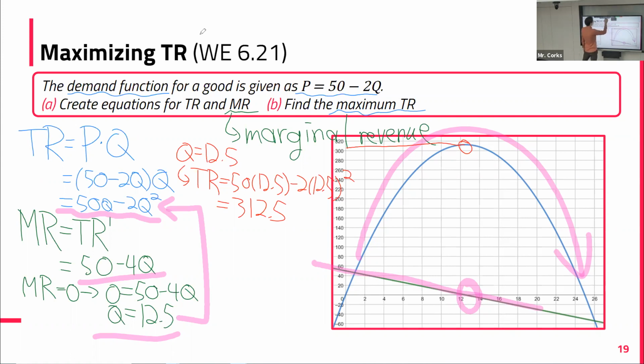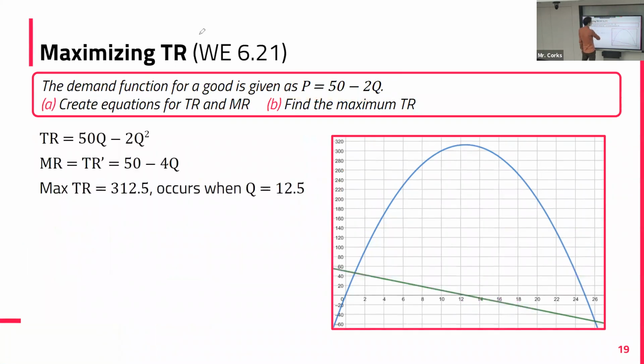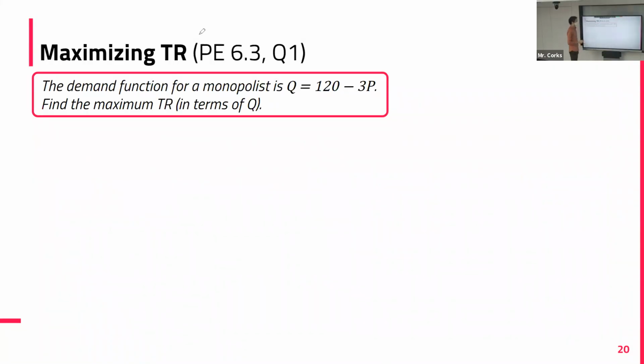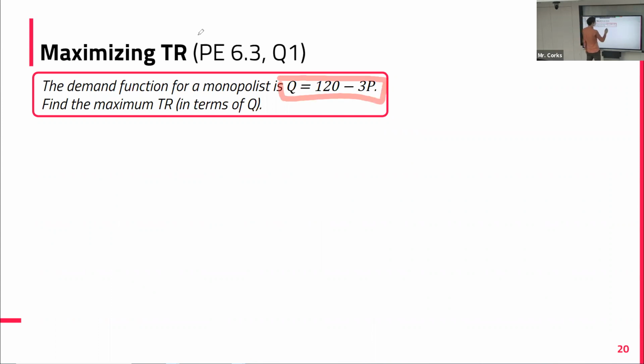All right, let's do another one of these. But just before we go to that, here's our demand function in terms of P. Here's a different one where we have P something equals Q. So if we flip this, Q equals 120 minus 3P, and we want to rearrange to solve for P.